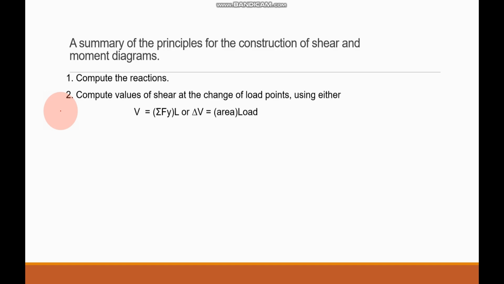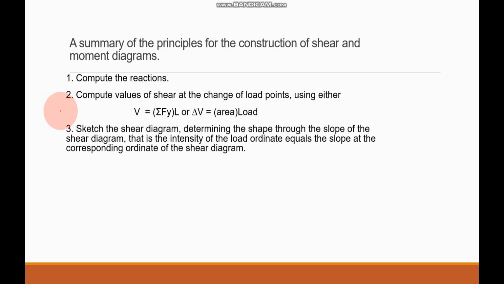So I will show that later on how we will solve shearing by having the area of the load. Next, sketch the shear diagram determining the shape through the slope of the shear diagram. That is, the intensity of the load ordinate equals the slope at the corresponding ordinate of the shear diagram. Next is to locate the points of zero shear. So the points of zero shear, it occurs here the maximum moment.